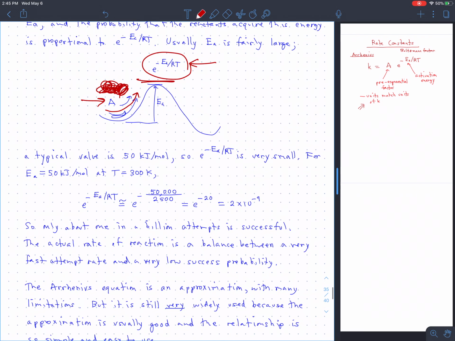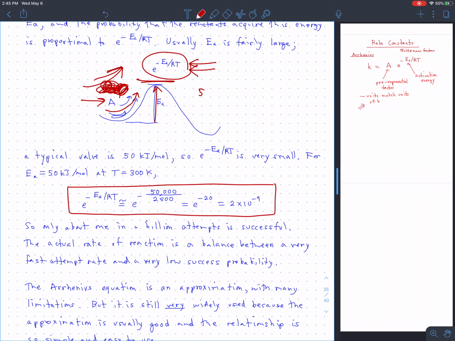That's the picture. I guess the next thing to say before we move on is this calculation here. The question is, if there's an attempt frequency that's trying to cross the barrier, and then there's a success probability that's taking into account the probability of getting enough energy to cross the barrier, how big are those two numbers? Well, a typical reaction energy barrier height is about 50 kilojoules per mole.